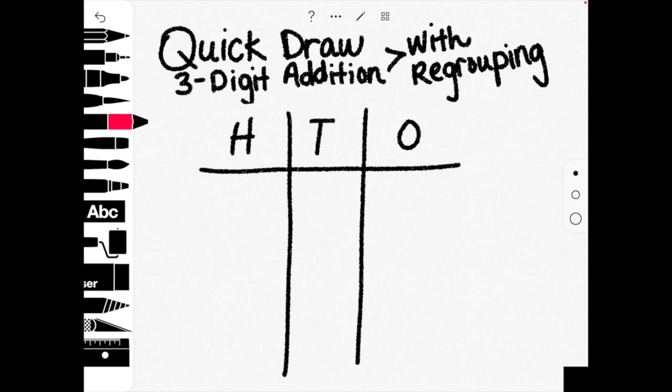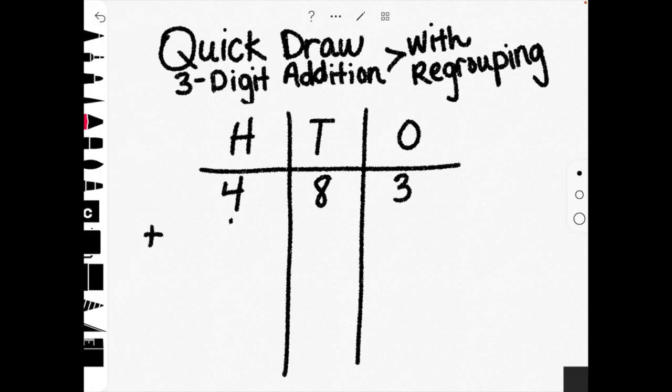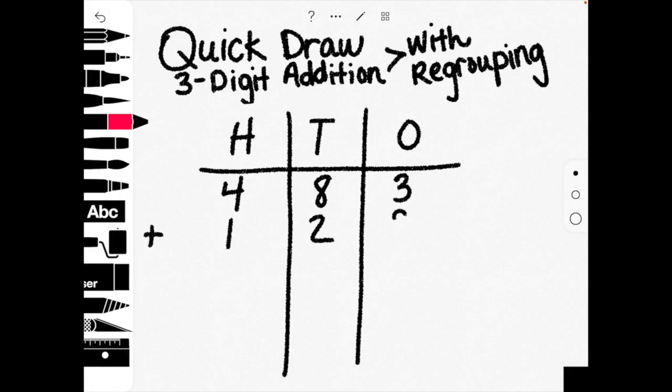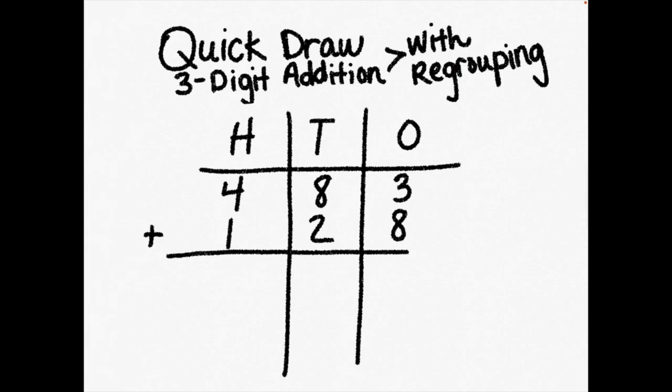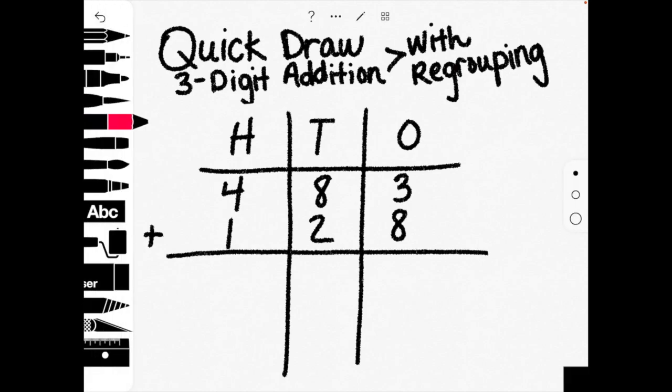Let's add 483 plus 128. Now we're going to start the same way we did when we added 3-digit numbers without regrouping. Let's go ahead and draw everything out first, and then we'll worry about the regrouping step next.